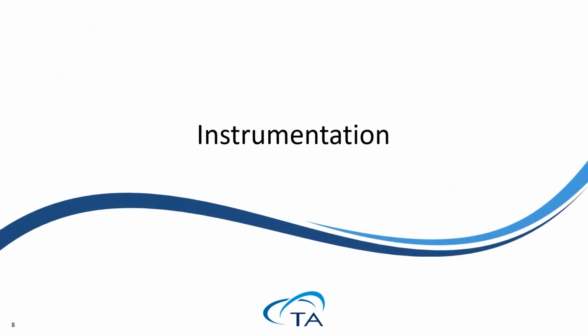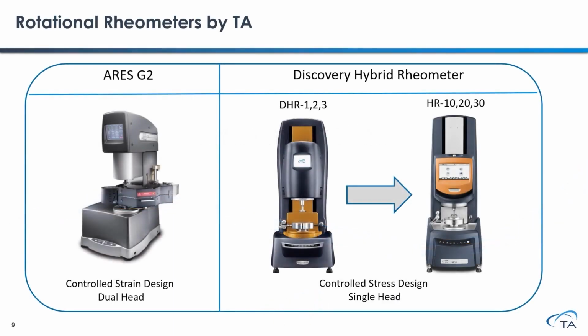Next, let's talk about rheometers. How do we use a rotational rheometer to perform rheological measurements on your sample? At TA Instruments, we provide our customers with two models of rotational rheometers. They are the ARES G2 rheometer and the Discovery Hybrid Series rheometers. These two rheometers are designed slightly differently, but they can perform the same typical rheological measurements on different kinds of samples.